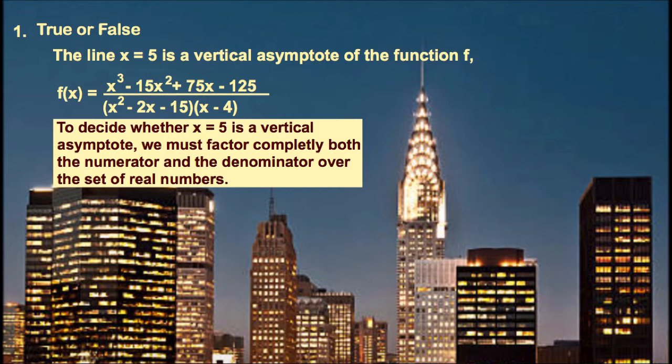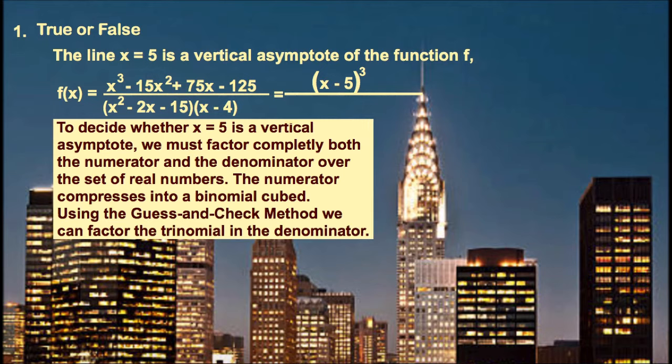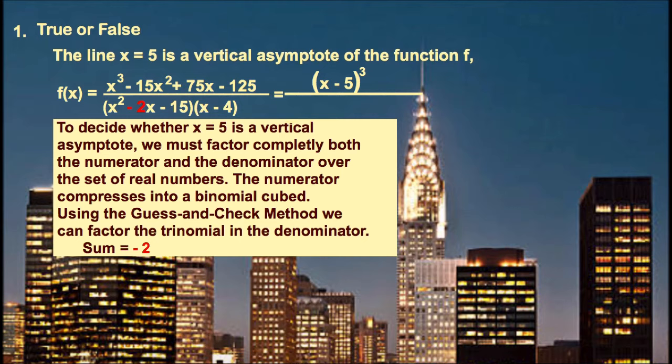To decide whether x equals 5 is a vertical asymptote, we must factor completely both the numerator and the denominator over the set of real numbers. The numerator compresses into a binomial cubed: the quantity x minus 5, everything cubed. Using the guess and check method, we can factor the trinomial in the denominator.